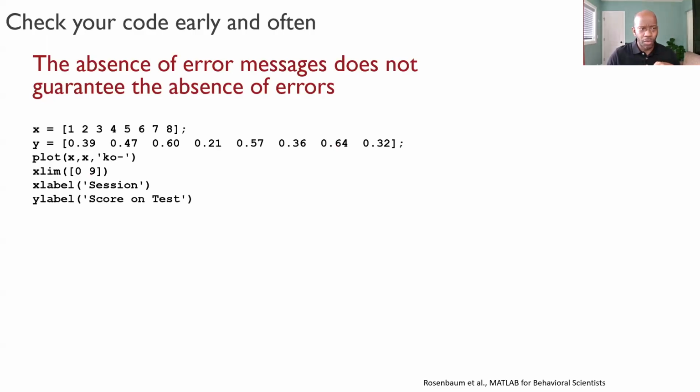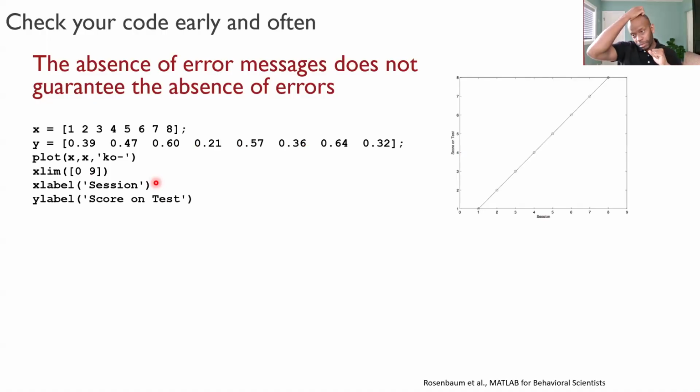So here's an example where you have two vectors, x and y, and I'm going to make a plot. I want to look at how people's exam scores change as a function of repeated testing. And you get a figure that looks like this. My axes are labeled correctly. I have a figure. I didn't get any errors, and you might conclude that, oh, with practice, people get better, right? The scores go up over time. That is a plausible result, and you didn't get any errors. But this is wrong, right?